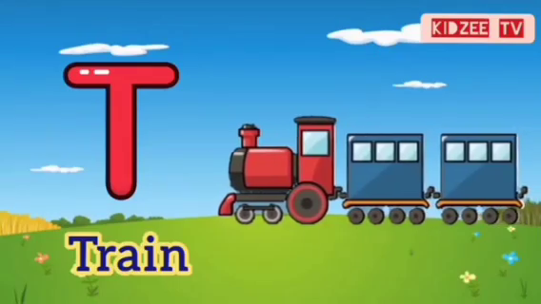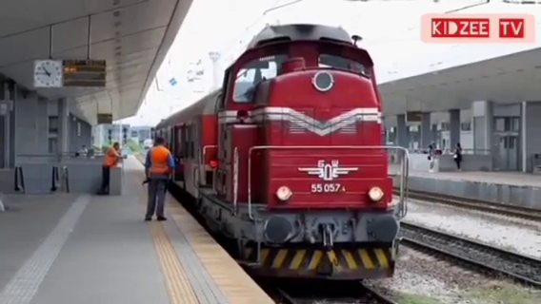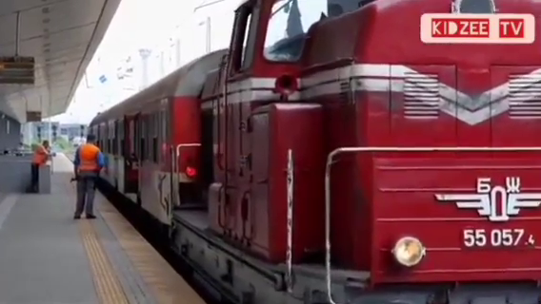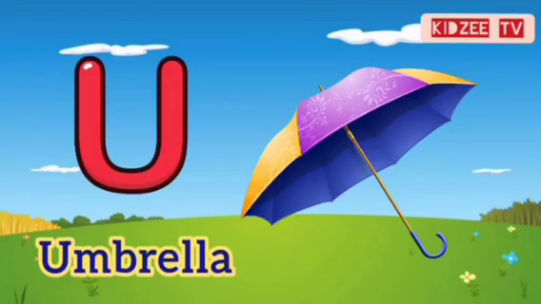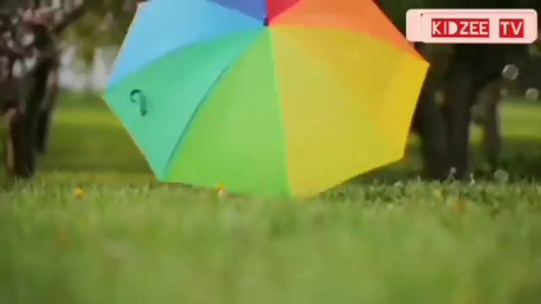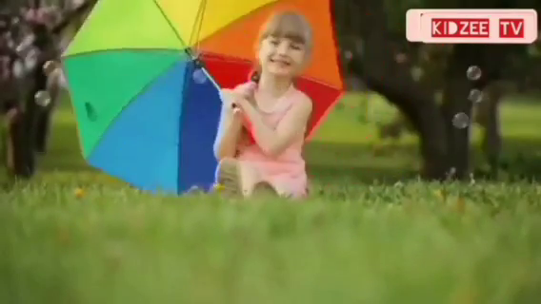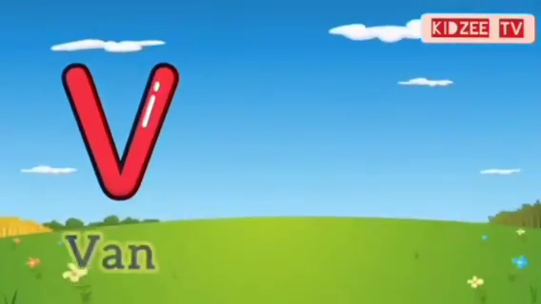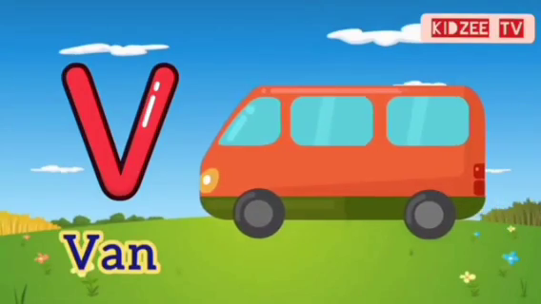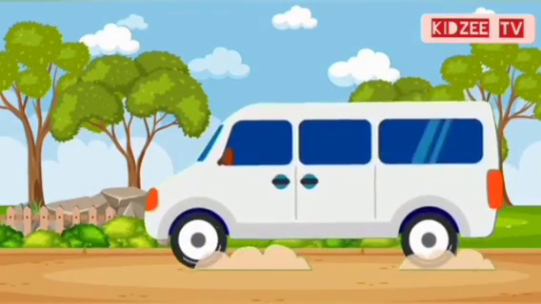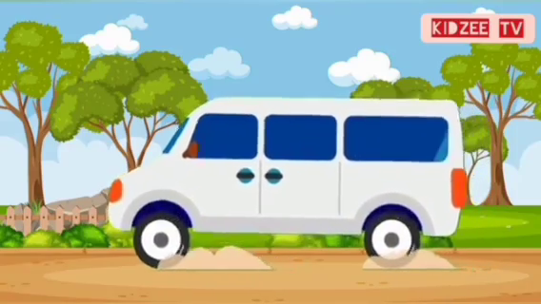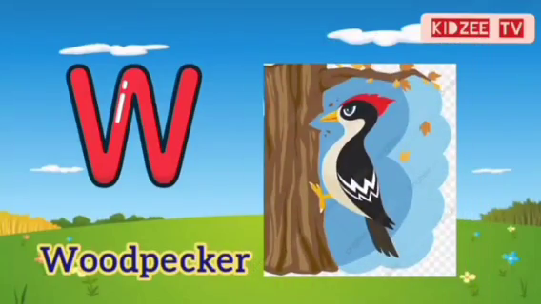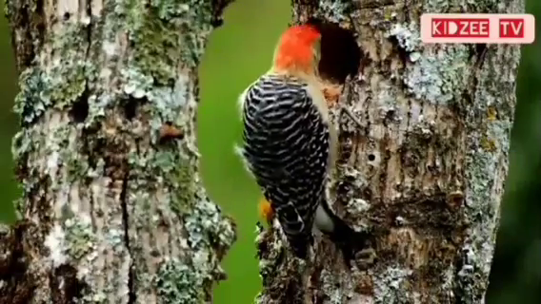T for train. U for umbrella. V for van. W for woodpecker.